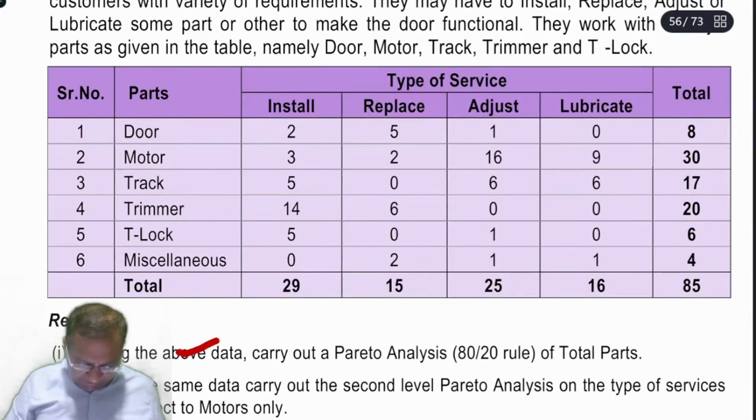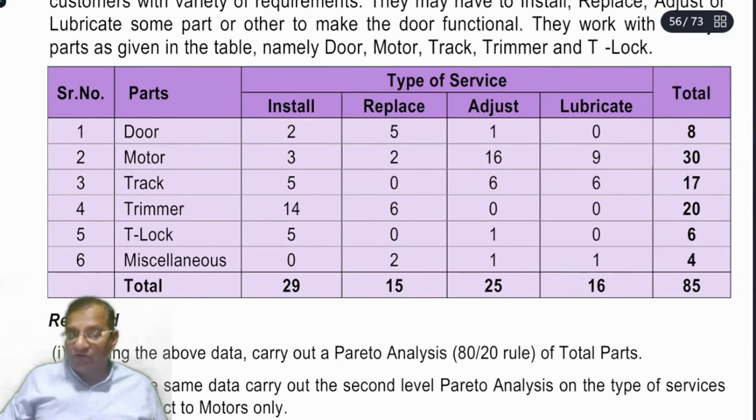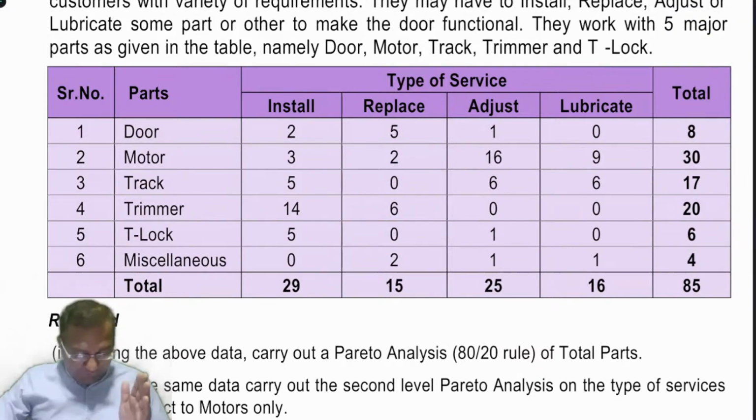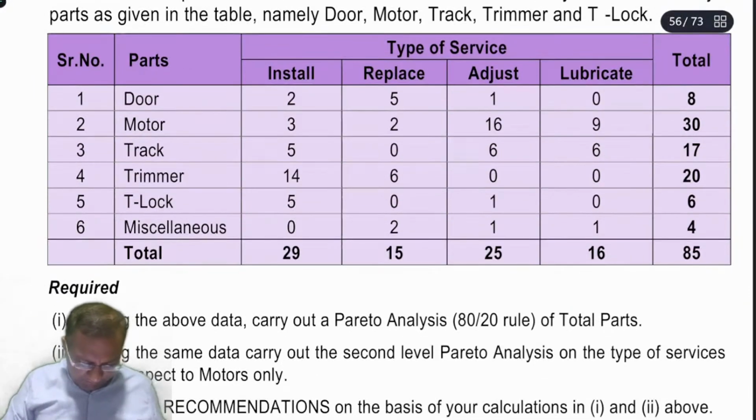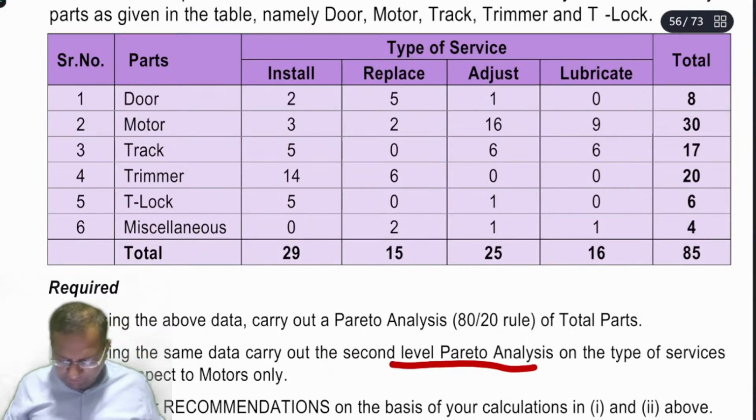Using the above data, carry out a Pareto analysis of total parts. Please read out the requirement part very, very carefully, beta. You have to carry out a Pareto analysis of total parts. Second point, using the same data, carry out the second level Pareto analysis on the type of services with respect to motors only.